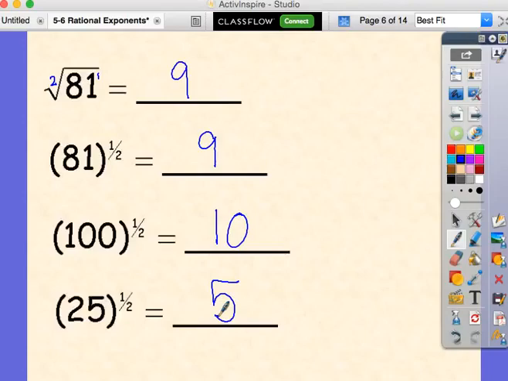So we're basically just reversing it? Well, we're still doing square root. This is just another way of writing it as a rational exponent without the radical. So if you needed to write a number without a radical, it would have to have a rational exponent.